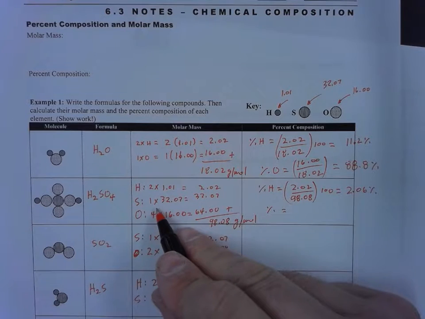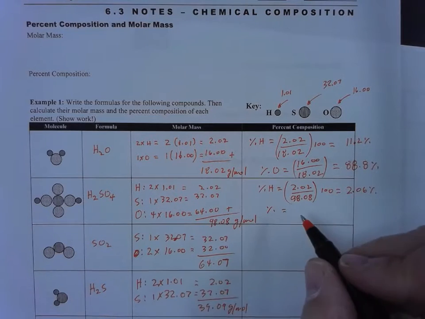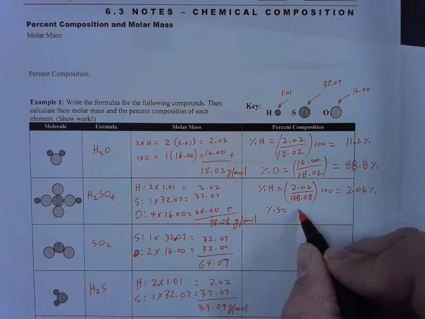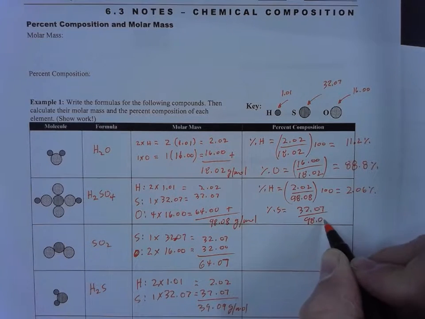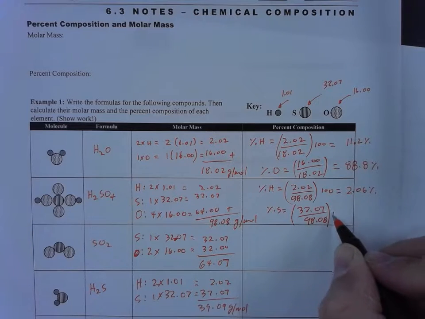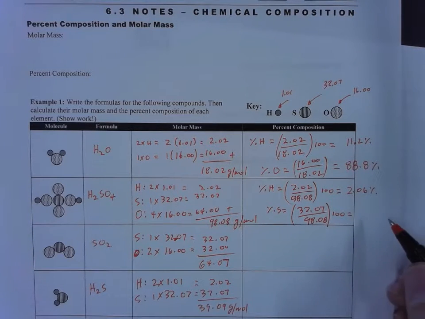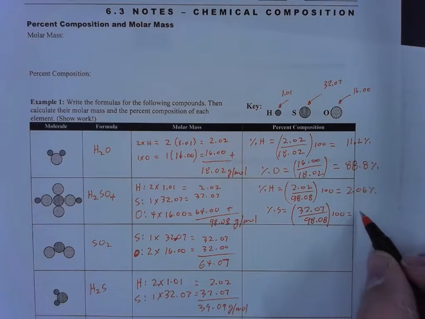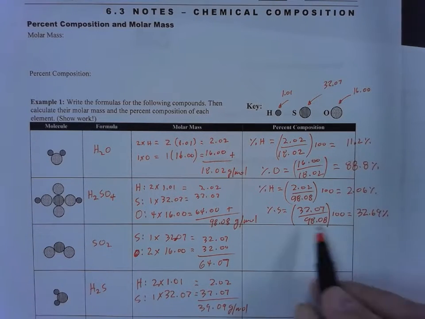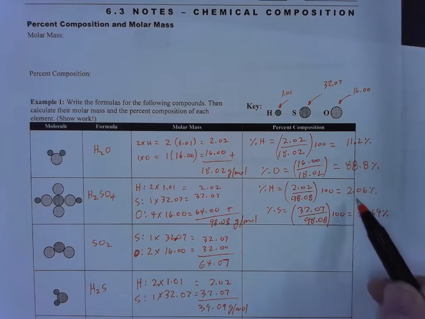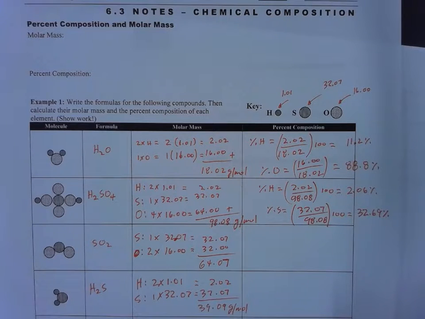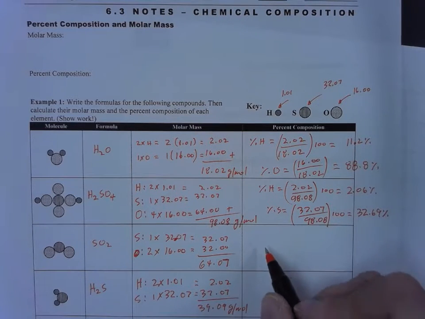Anyway, percent sulfur, 32.07 divided by 98.08 times 100. What percent sulfur is it? It is 32.69. I don't have any more room to do the oxygen, but if you add those two up and subtract from 100, the remainder is the percentage oxygen, which is 65.25.